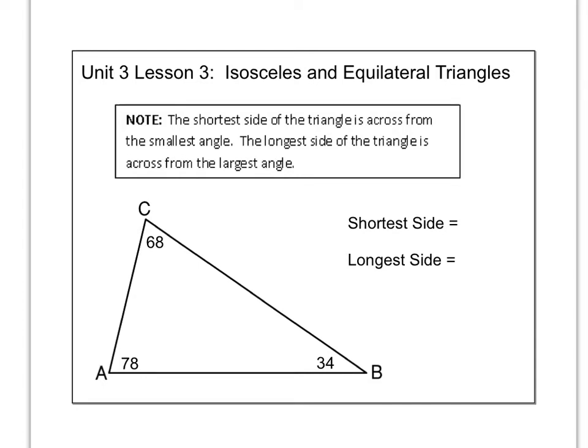Today we are going to do Unit 3, Lesson 3. It's about isosceles triangles and equilateral triangles. But before we start, I want you to know the shortest side of any triangle is always across from the smallest angle, and the longest side of any triangle is always across from the largest angle.